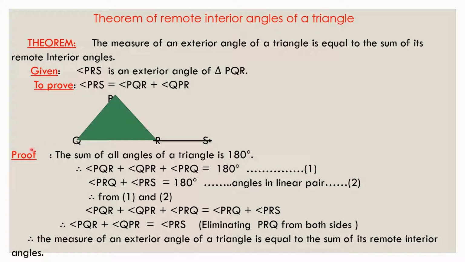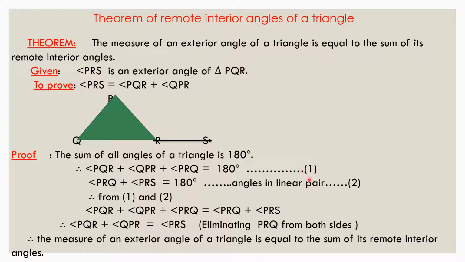Then proof. The sum of all angles of a triangle is 180 degrees. Then which are the three angles? Angle PQR plus angle QPR plus angle PRQ is equal to 180 degrees. That is equation number 1. And next, in this figure, angle PRS and angle PRQ, these two angles form a linear pair. Therefore, angle PRQ plus angle PRS is equal to 180 degrees. That is, angles in linear pair, equation number 2.